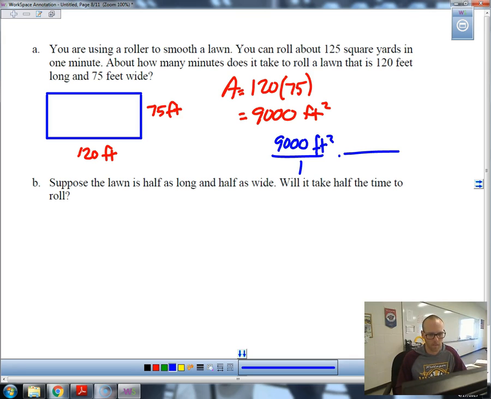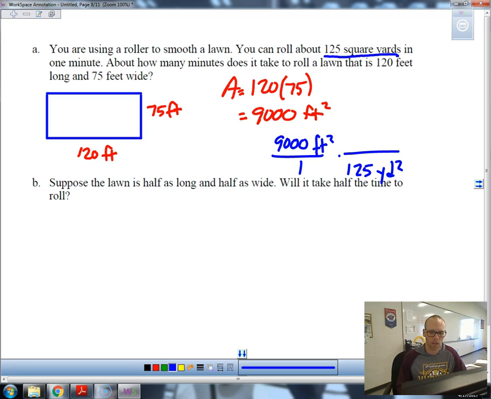So then I'm going to multiply by what? Well, I want square feet to cancel. What do I know? I can roll about 125 square yards. That's probably why I got goofed up. We're talking feet, yards, and minutes. Can I multiply by 125 square yards down here and have our square feet cancel?